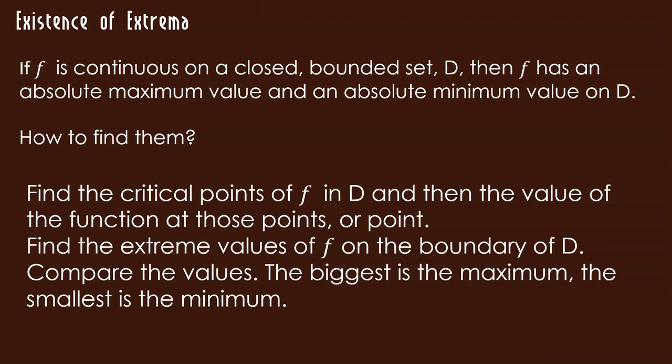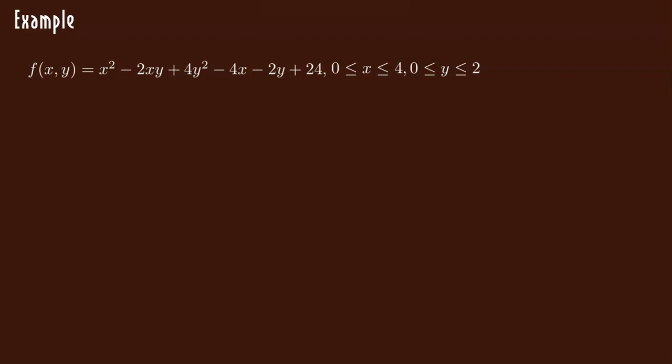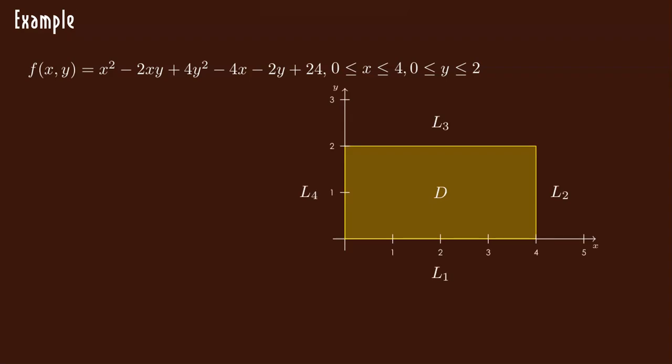So let's look at an example. Suppose I have this function, and my region is x between 0 and 4, and y between 0 and 2. So it looks something like this. I'm going to first look for critical points. My partial with respect to x is 2x minus 2y minus 4 equals 0, and my partial with respect to y is negative 2x plus 8y minus 2.